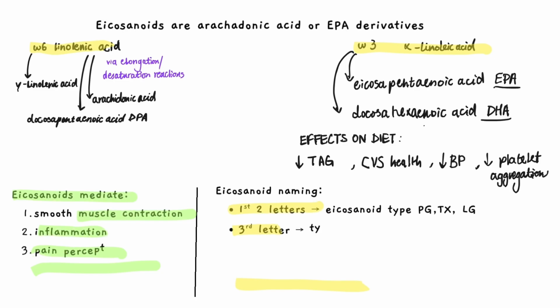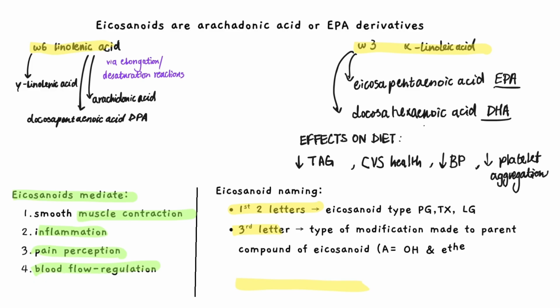Like we've said, eicosanoids are derived from omega-6 and omega-3, but how precisely? Omega-6 and omega-3 will form some precursors to the eicosanoids themselves. Omega-6 linoleic acid will form arachidonic acid via elongation and desaturation reactions, and this is what mainly forms our eicosanoids. And omega-3 or alpha-linolenic acid will form DHA, which is what forms our eicosanoids.